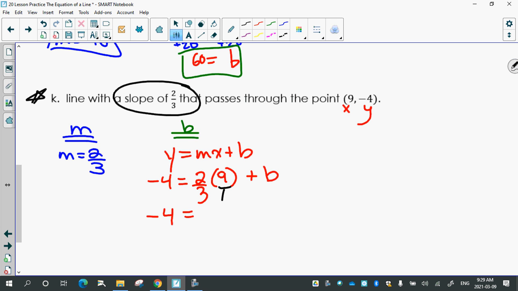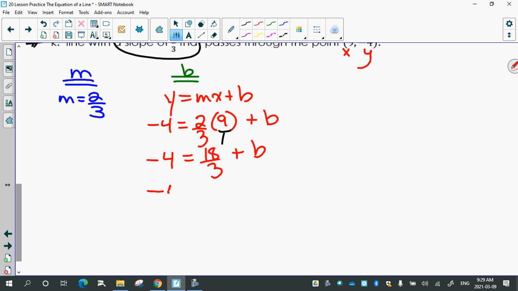So when I multiply 2/3 by 9, I'm going to get 18 over 3. But what's special about 18 over 3? Does 3 go evenly into 18? Yes, right? So 18 divided by 3 is actually 6. Which is lovely, right? Because now all I have to do is subtract 6 on both sides. And I get the b value to be negative 10.